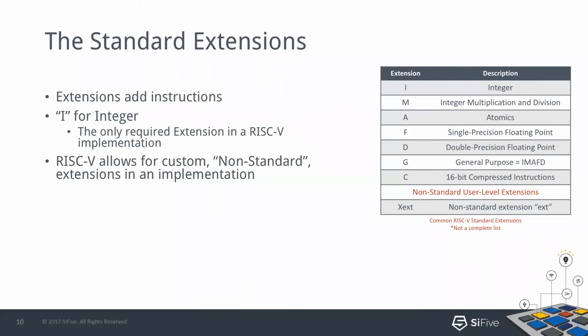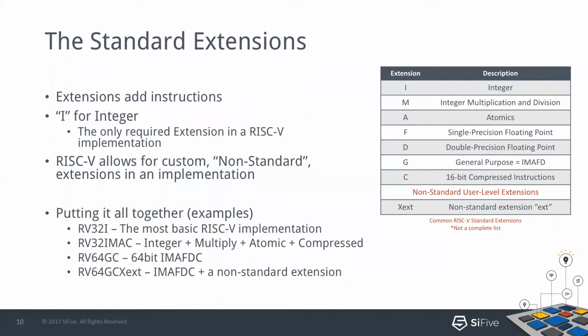While the specification does not describe any non-standard extensions, it does describe how to denote those in the ISA name string. The method for doing that is by specifying a capital X followed by the extension name.